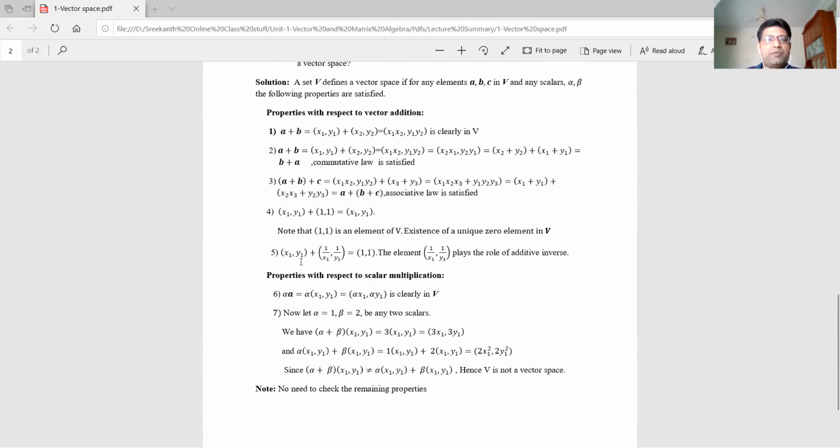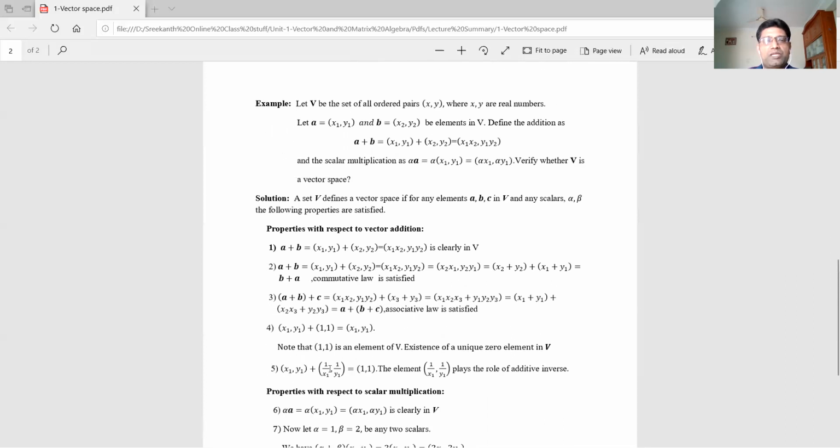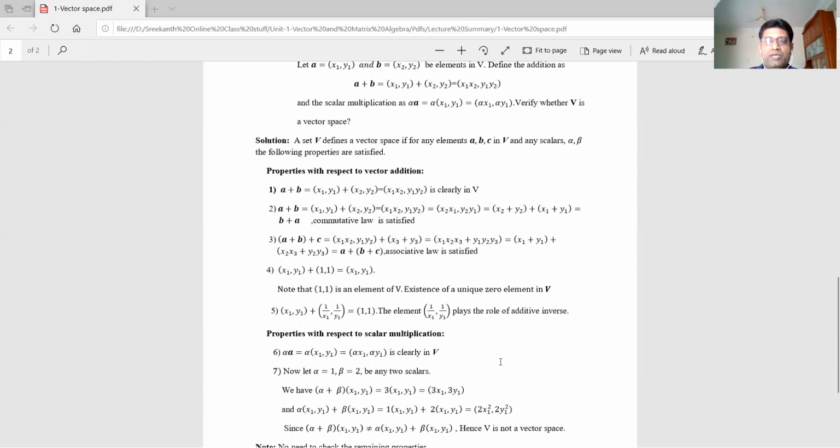Coming to the fifth axiom, x1, y1 plus 1 by x1, 1 by y1. If I use that vector addition, x1 into 1 by x1 becomes 1, y1 into 1 by y1 is 1. So I am able to get the additive identity element here, and this 1 by x1, 1 by y1 is acting as the additive inverse. That means it is true for any element. Suppose you take x2, y2, I can write 1 by x2, 1 by y2, so that with respect to the defined operation, you will get 1, 1. Therefore, it is satisfying all the 5 axioms with respect to addition.